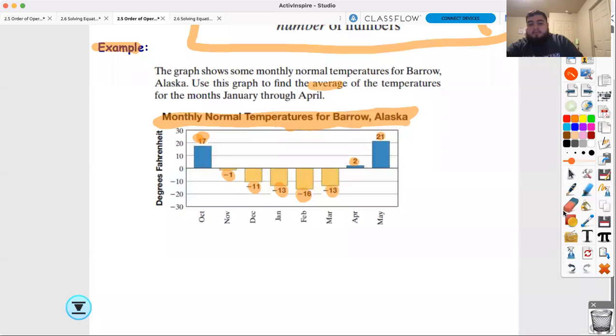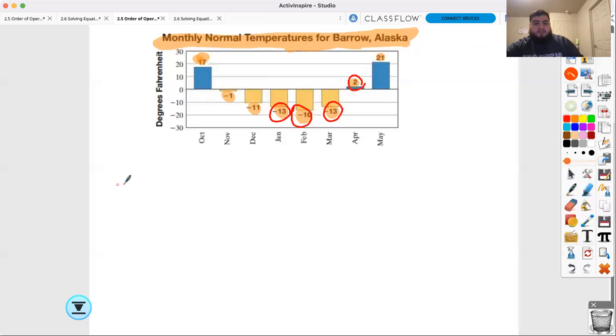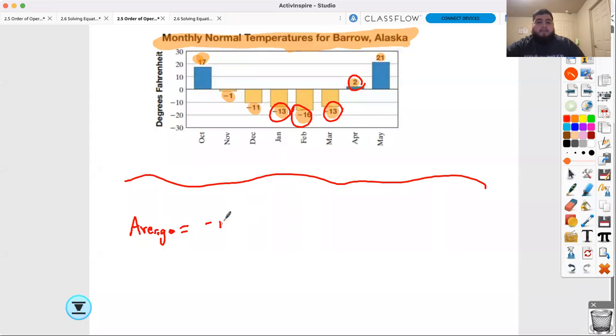January is -13, -16, -13, and 2, and it wants us to find the average of that. Underneath your numbers, draw a little line and write average is equal to -13 plus -16 plus -13 plus 2. We already established that when we have a plus a negative, it's a subtracting problem. Then divided by how many numbers we're adding.